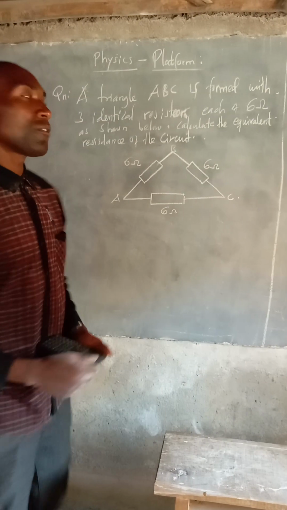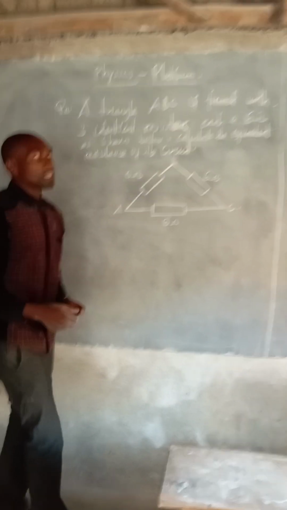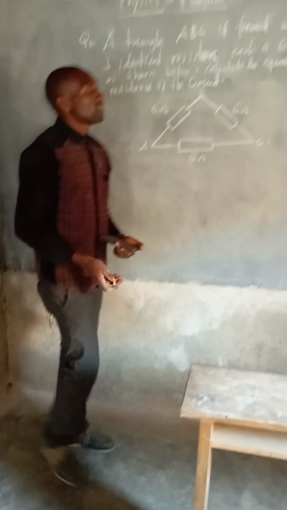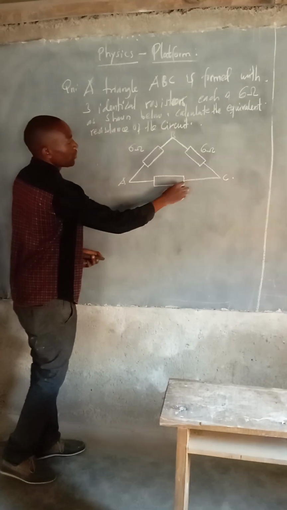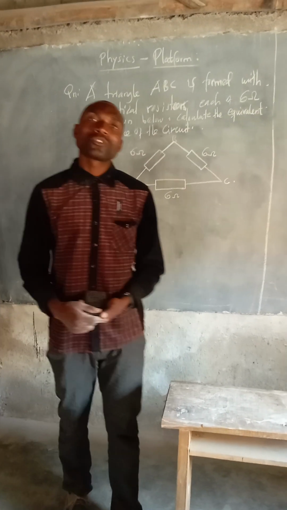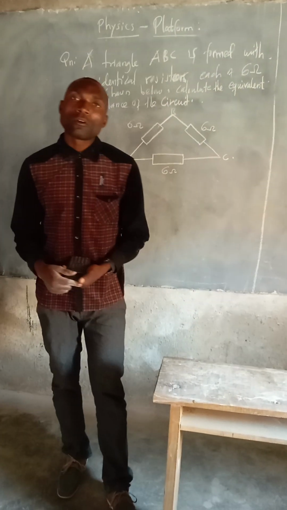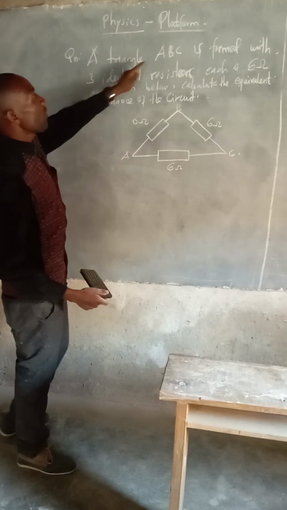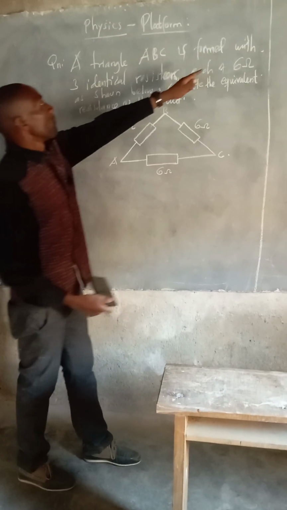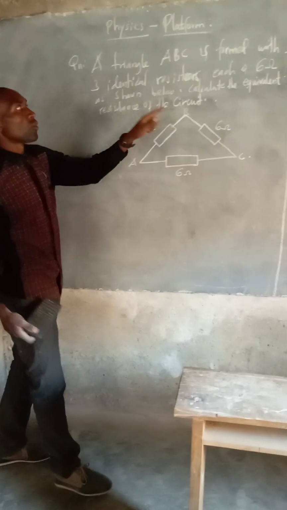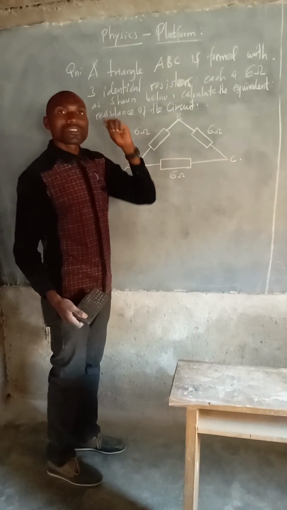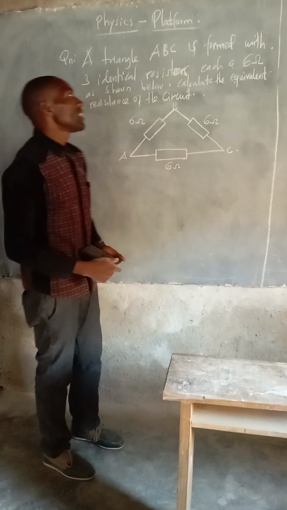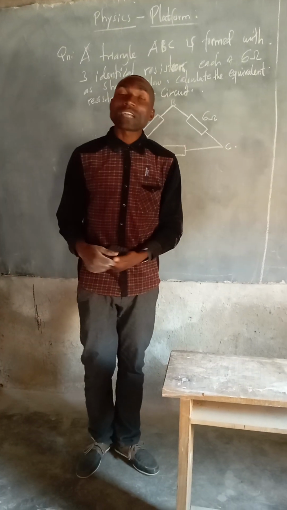Welcome to Physics Platform. Today we calculate a question on current electricity, which is found in Form 2 and Form 3 topics. This question says that a triangle ABC is formed with 3 identical resistors, each of 6 ohms, as shown below. Calculate the equivalent resistance of the circuit.